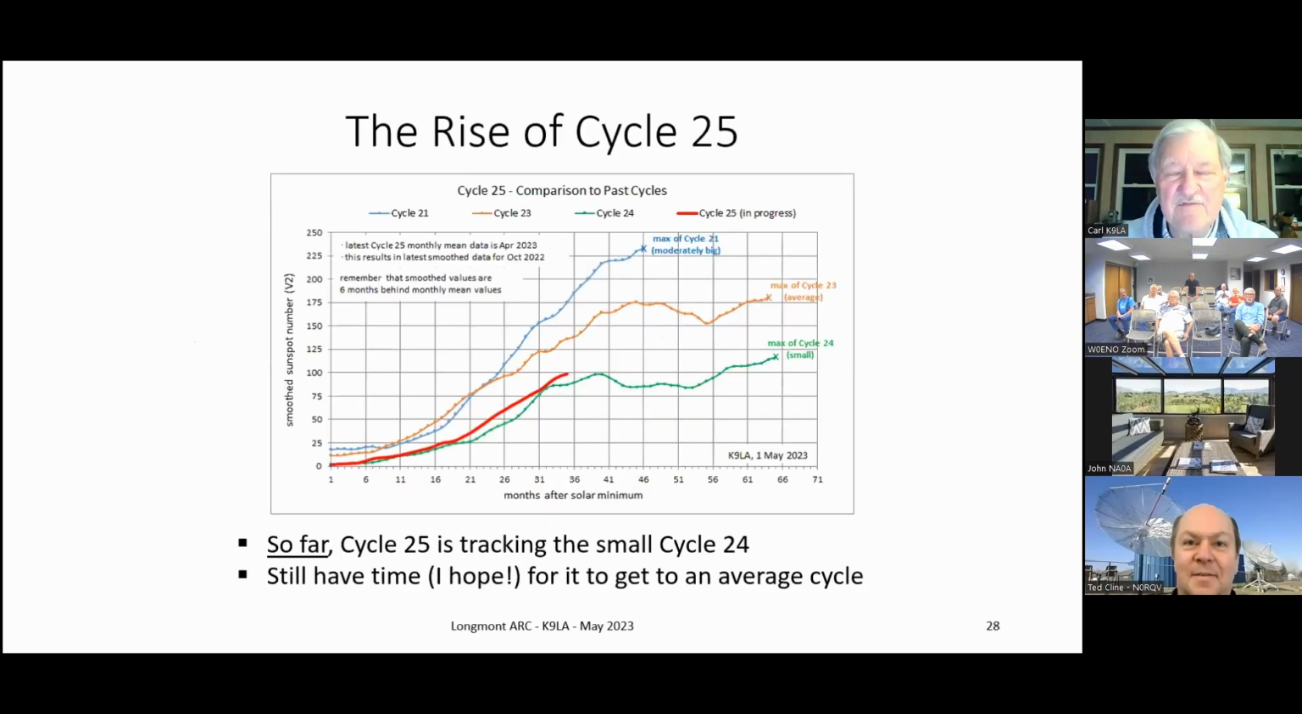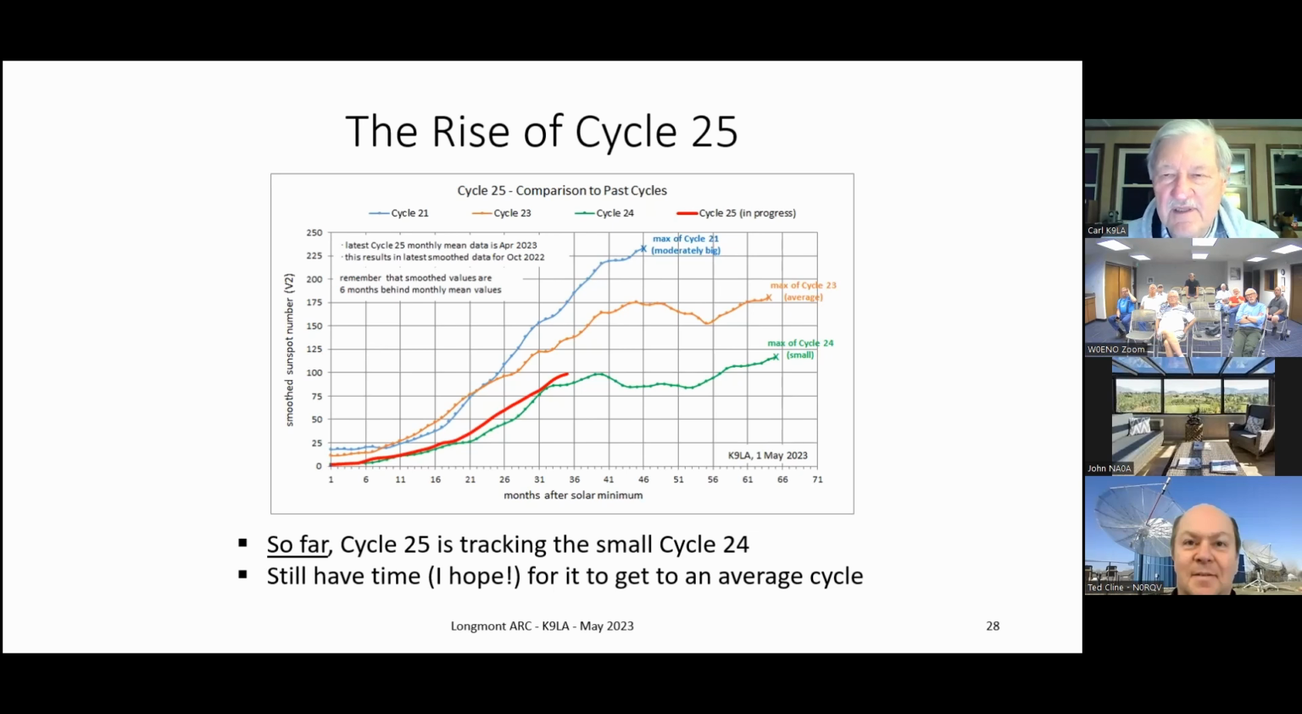Here's a plot of the rise of cycle 25. That's the thick red curve. We have 35 months of data from solar minimum, which was in December 2019. And I've also plotted 3 other solar cycles on there. Green is cycle 24. That was a very small cycle. It was the smallest in our lifetimes and the 4th smallest in recorded history.